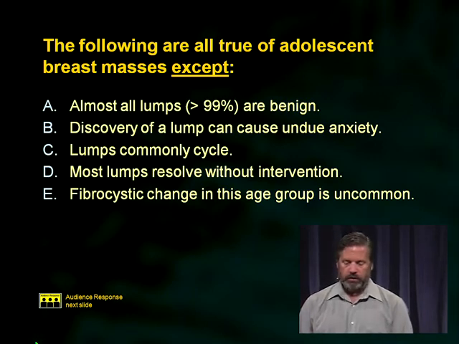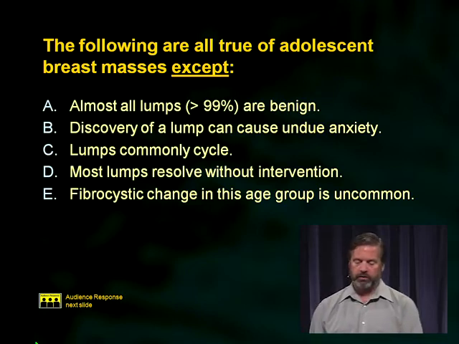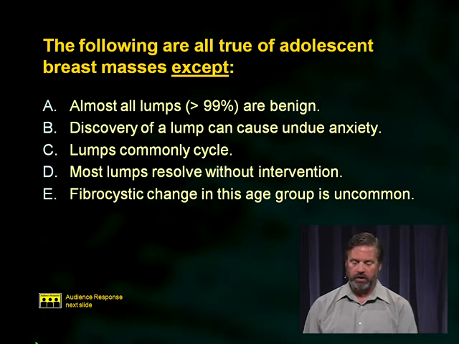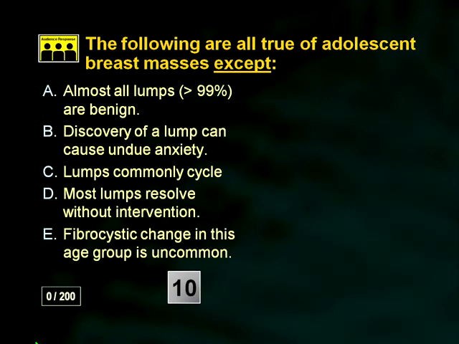Okay, we're going to talk a little bit about breast masses, and we're going to start with a question. So the following are all true of adolescent breast masses except one of these. A, almost all lumps greater than 99% are benign. B, discovery of a lump can cause undue anxiety. C, lumps commonly cycle. D, most lumps resolve without intervention. Or E, fibrocystic change in this age group is uncommon. All of these are true except one. Which one is untrue?